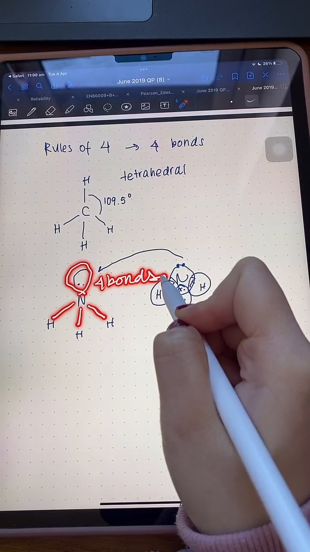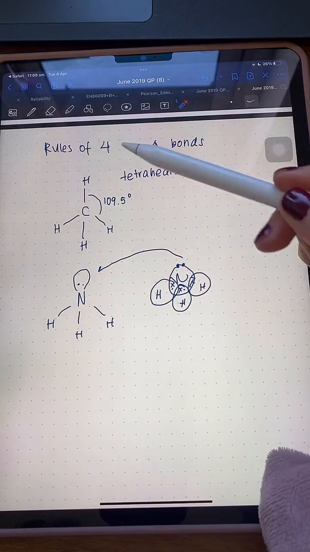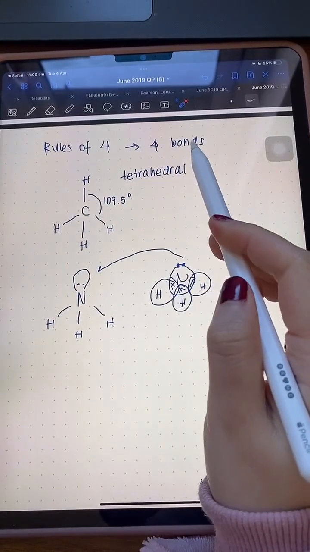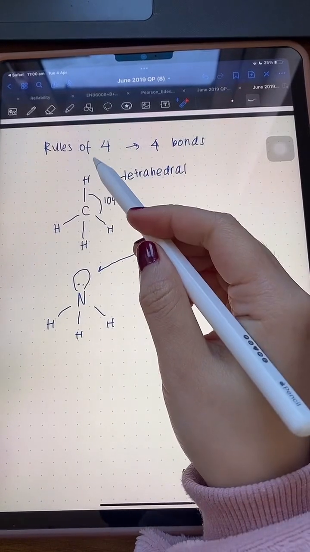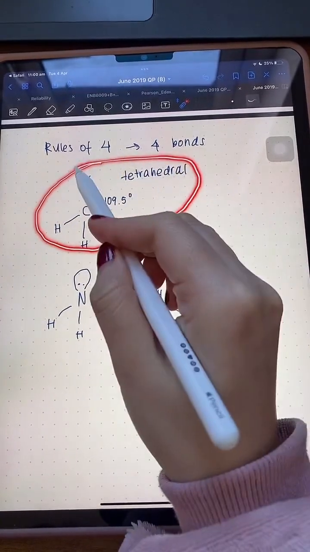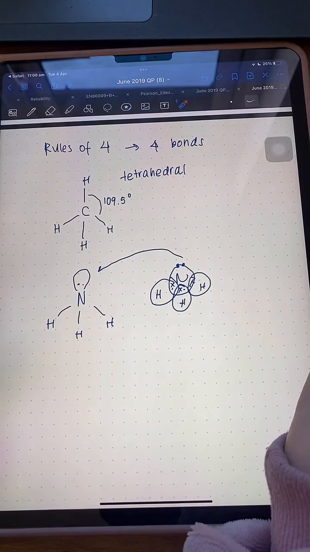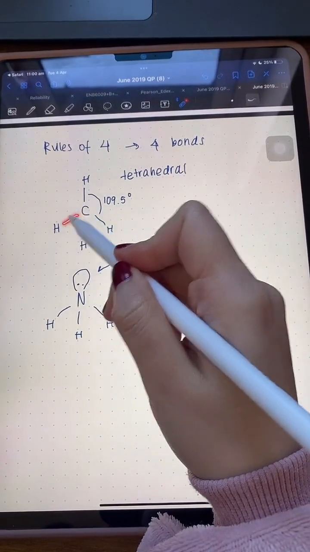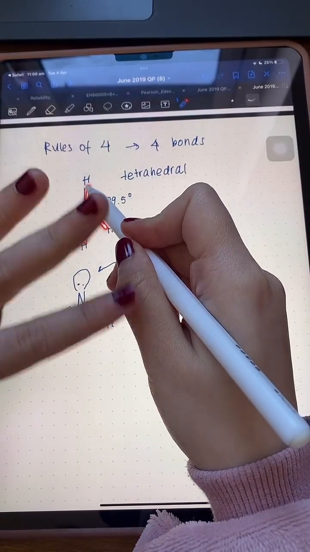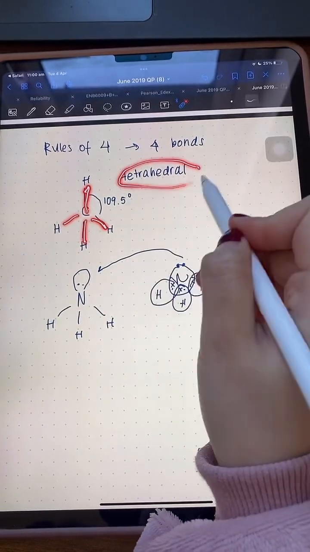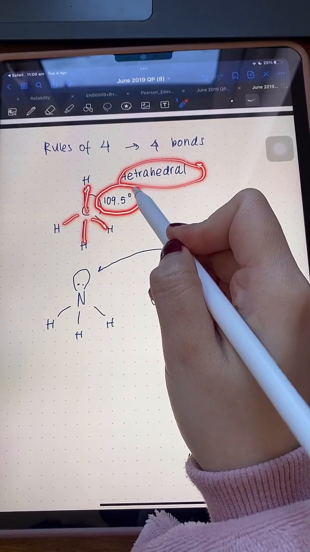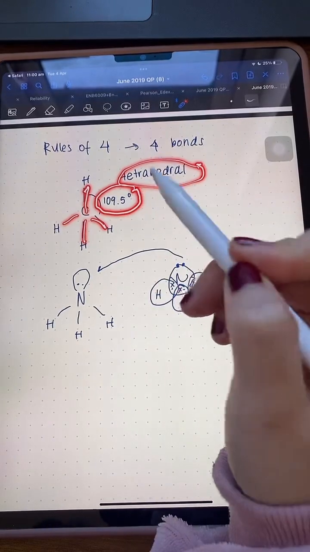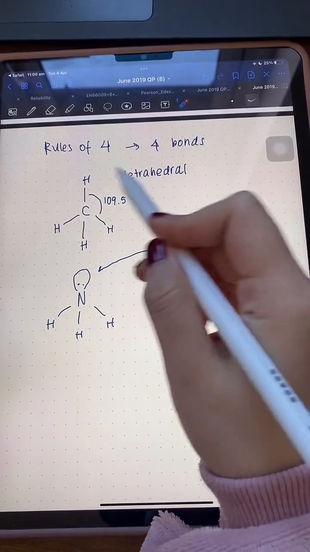So, once again, we're using the rules of 4. 4 meaning 4 bonds. We're going to base it all off the tetrahedral methane here. Anything that has 4 single bonds will be tetrahedral with a bond angle of 109.5. So I want you to base it off of this. Basically, just memorize that one, and then the rest of them will follow through.